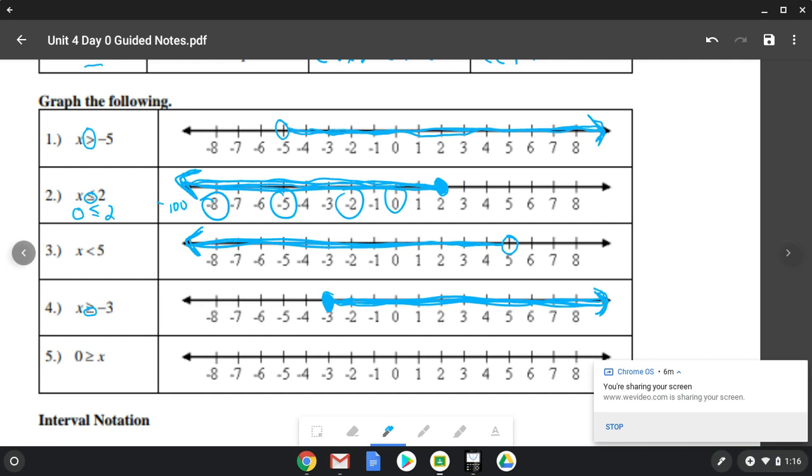If it's like number 5, where the variable is on the right, we're just going to flip everything. So the x is going to go on the left, the 0 is going to go on the right, and then this inequality sign's got to flip as well. So it looks like this.